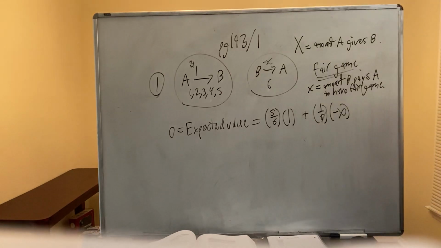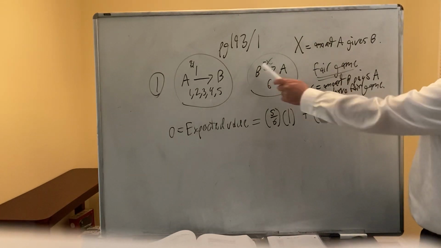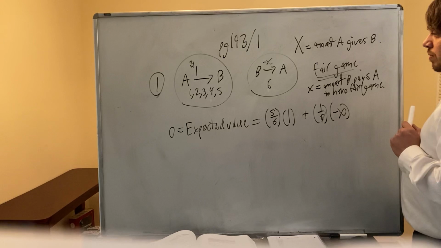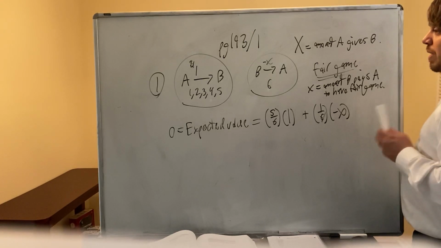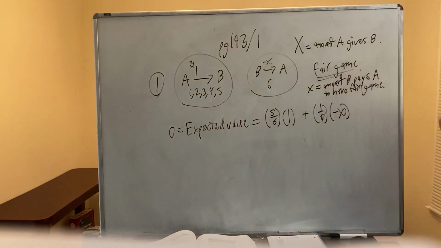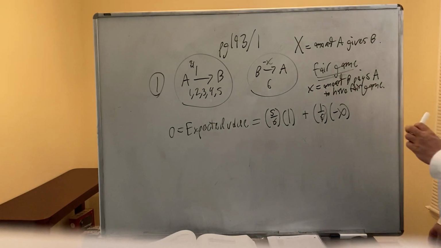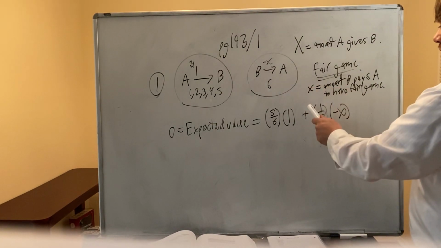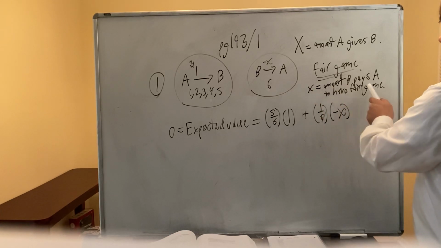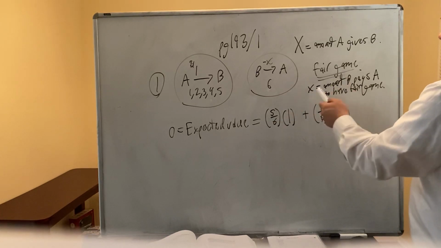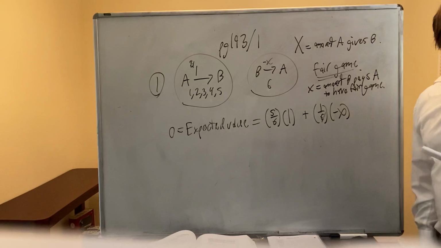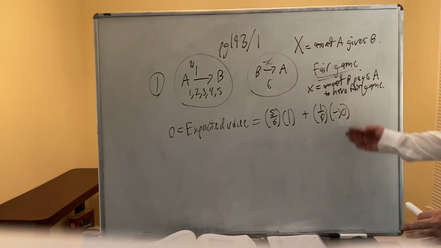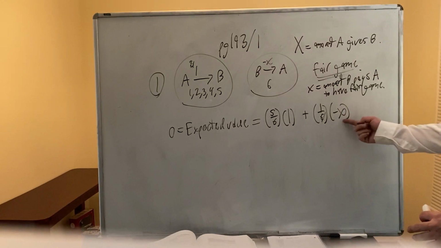Okay, so in this case I want to talk about how much B would give A. The capital X is the amount A gives B, right? And so here I want to talk about how much A gives B. And so if little x would be the amount B pays A, then the amount A would give B is negative x, negative little x.